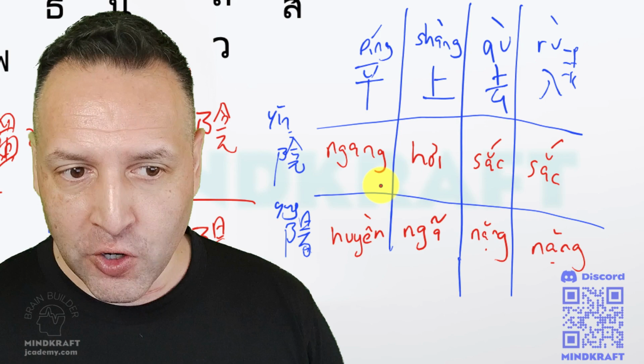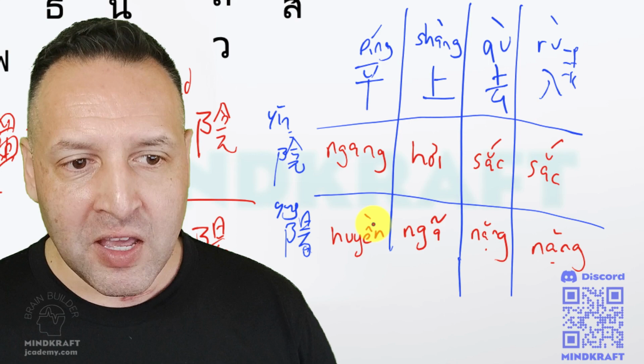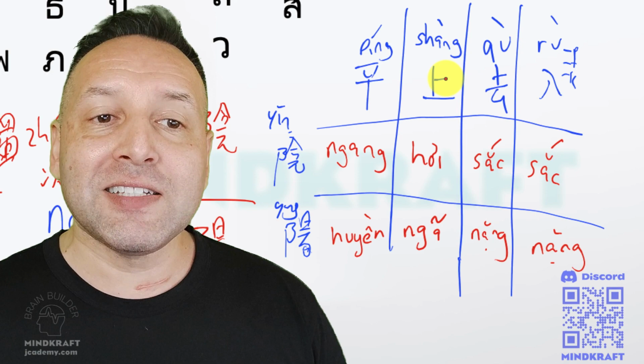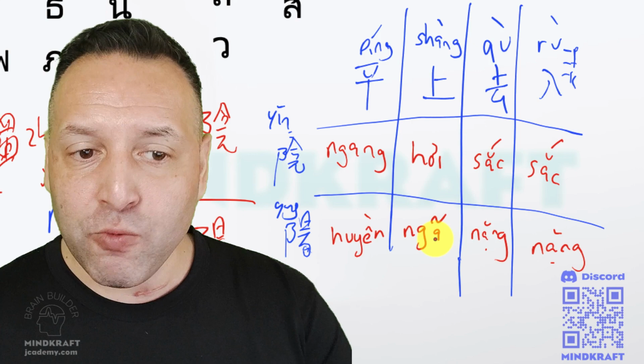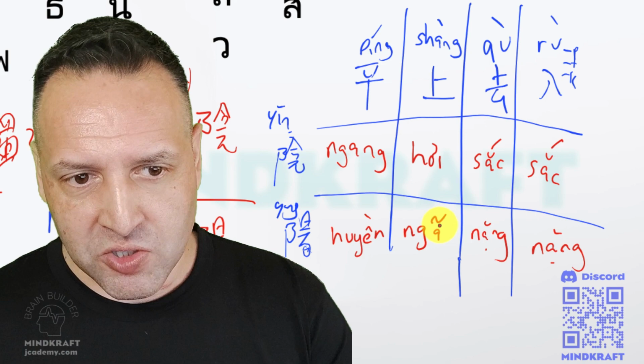If you had the yang version, so the voiced version of the ping, this would turn into Vietnamese, the huyen tone, so this stroke going down. If you had the shang tones of Chinese, the yin version would be hoi, this sort of top part of a question mark, and the yang version would be the nga, which is the broken tone in Northern Vietnamese, or in Southern Vietnamese, it just turns to nga. These two actually sound the same, and you can see why, because they've originated from the same tone in Chinese.